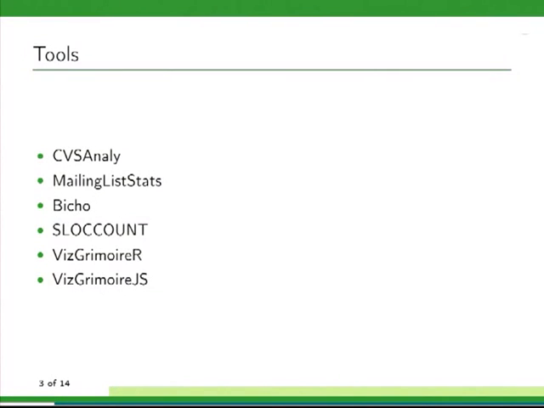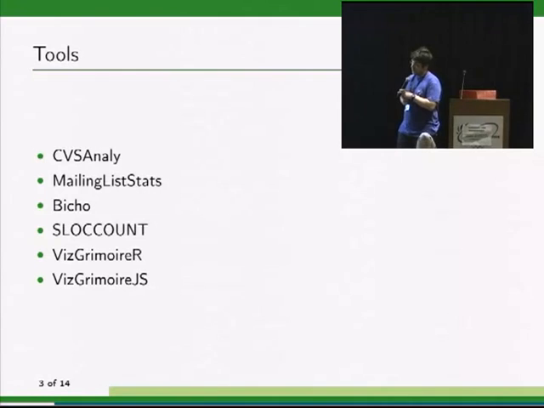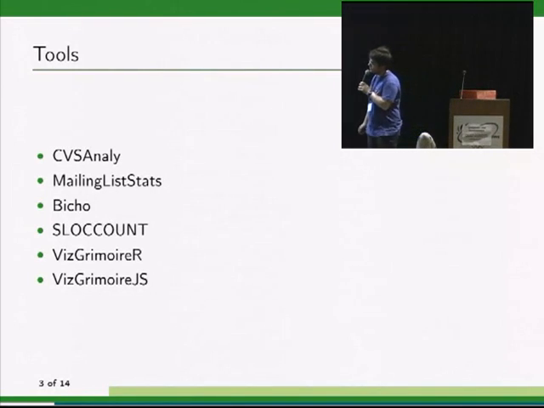The second tool is MailingListStats, which downloads a specific mailing list that we identify and stores all the data in a local database like CVS Analy. The third tool is Bicho, which analyzes and stores in a local database an issue tracker. This can be a bug tracker, or for example, an issue tracker from GitHub.